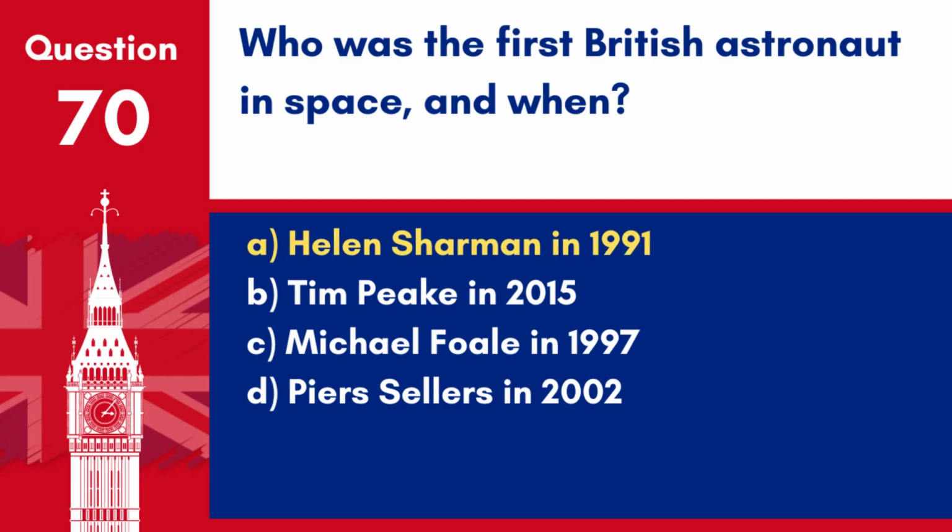Answer A. Helen Sharman in 1991. Helen Sharman was the first British astronaut to go into space, participating in the mission to the Mir space station in 1991 as part of a cooperative project between the UK and the Soviet Union.